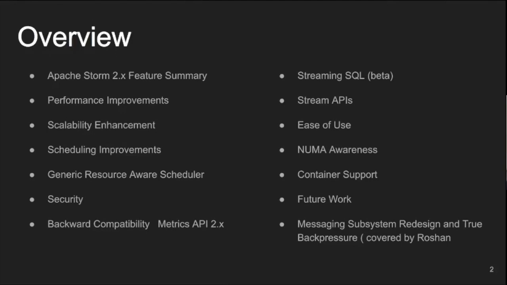We'll talk about generic resource aware scheduling and how network is becoming more of a concern going forward with all the improvements that we're going to make with the CPU and memory. Certain security aspects that we have covered: backward compatibility, metrics 2 API, newer 2.x API, SQL streaming as a beta version, streaming APIs, ease of use, NUMA awareness, container support, and future work. I'm going to exclude what is covered by Roshan here, which is 2 back pressure, but for the sake of completion of this topic, I've just mentioned it here.